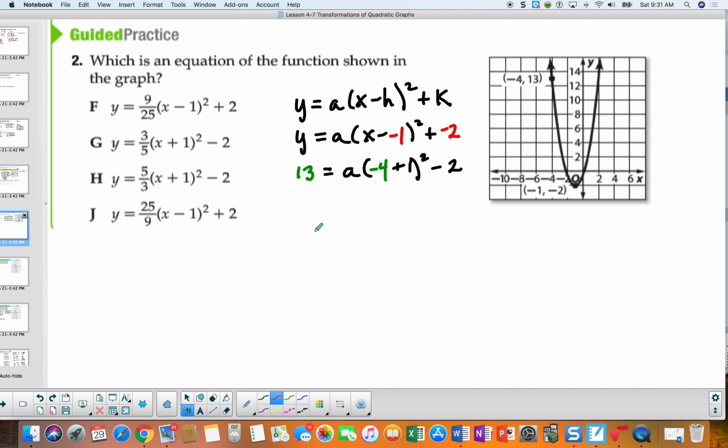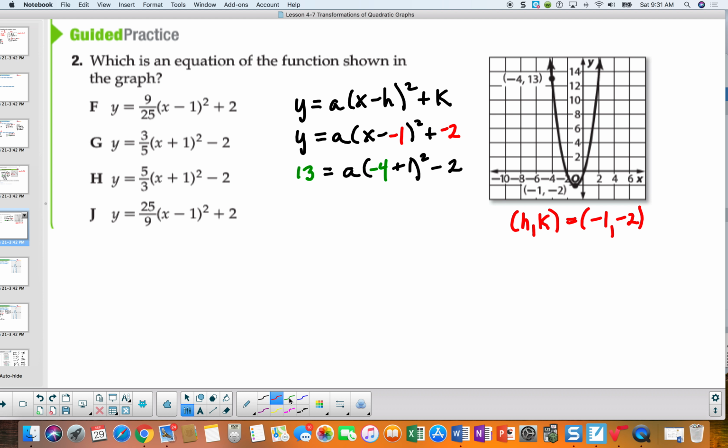Okay, which is the equation for this function? Again, I've identified my vertex. (h, k) is equal to, in this case, (-1, -2). Everywhere I see an h, I write -1. Everywhere I see a k, I write -2.